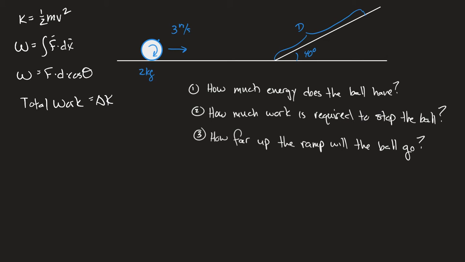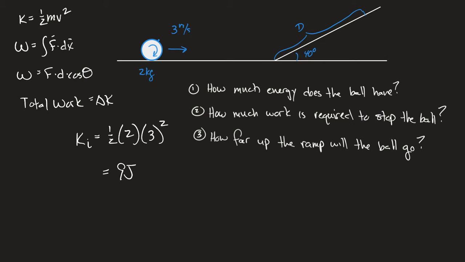Question number 1, how much energy does the ball have? The ball only has one form of energy that we've been talking about. Those of you who had physics last year know that's not true. It has two forms of kinetic energy right now. But for us right now, we're only dealing with one, and that's translational kinetic energy. So the kinetic energy it has right now is 1/2 mv squared. So 9 joules of energy.